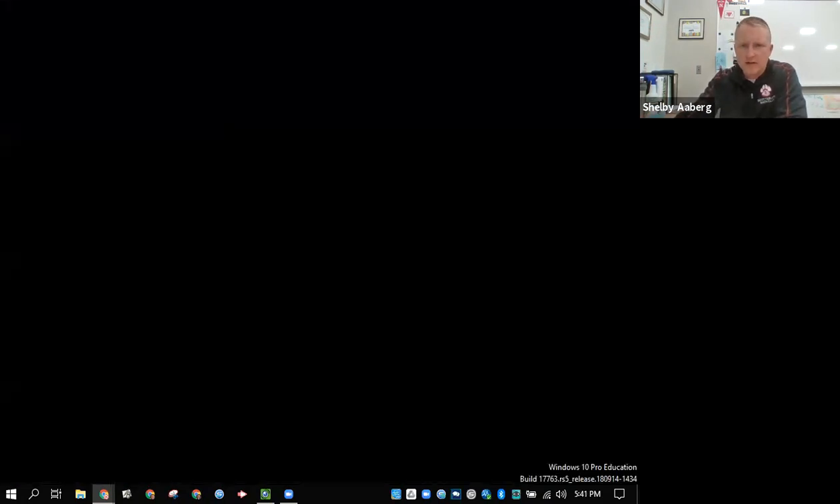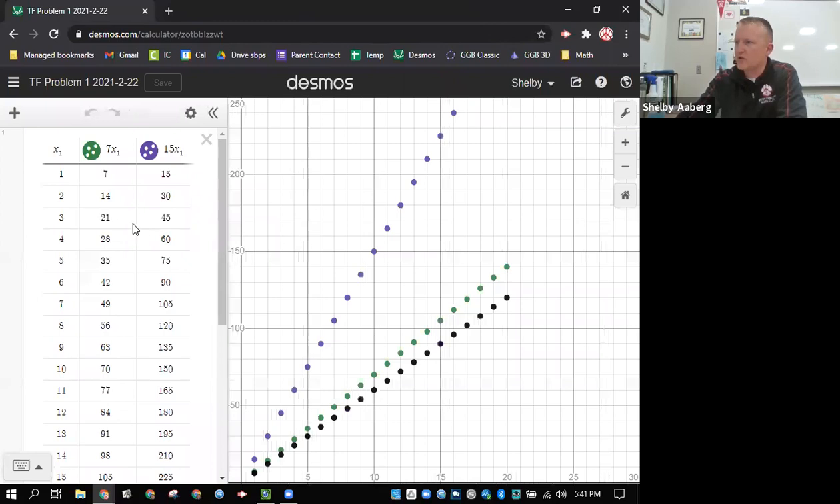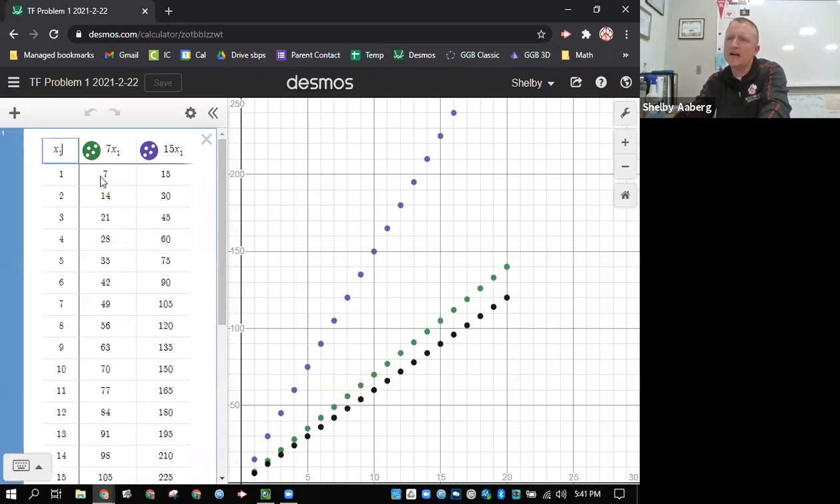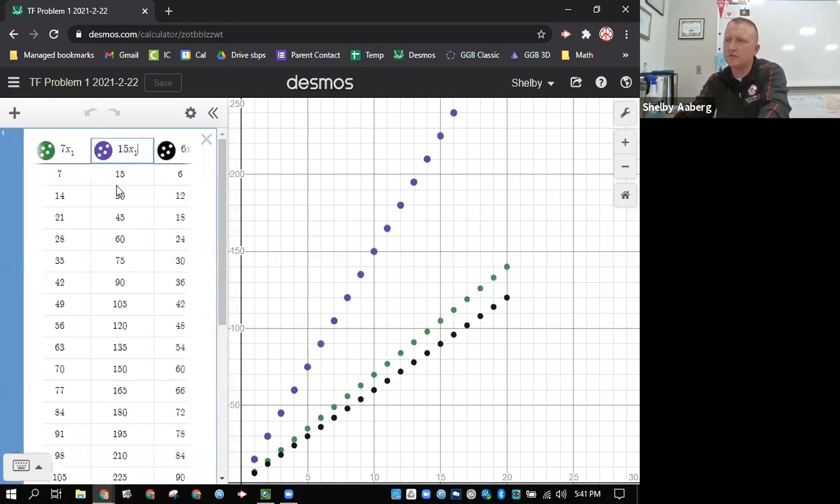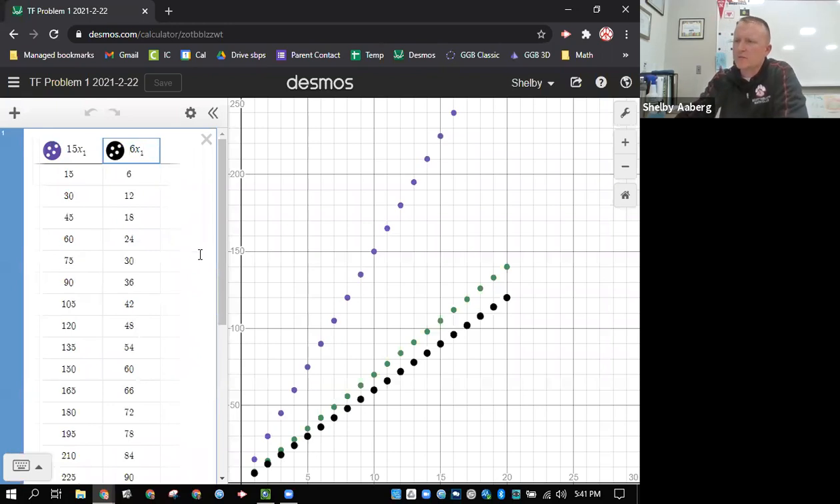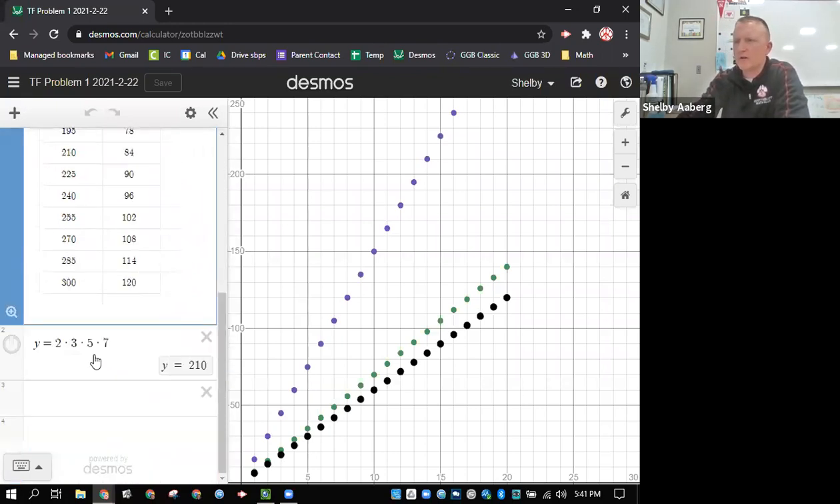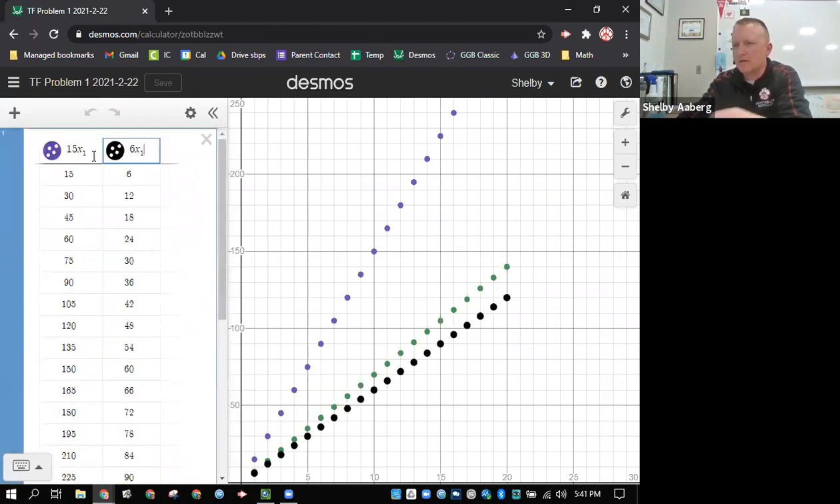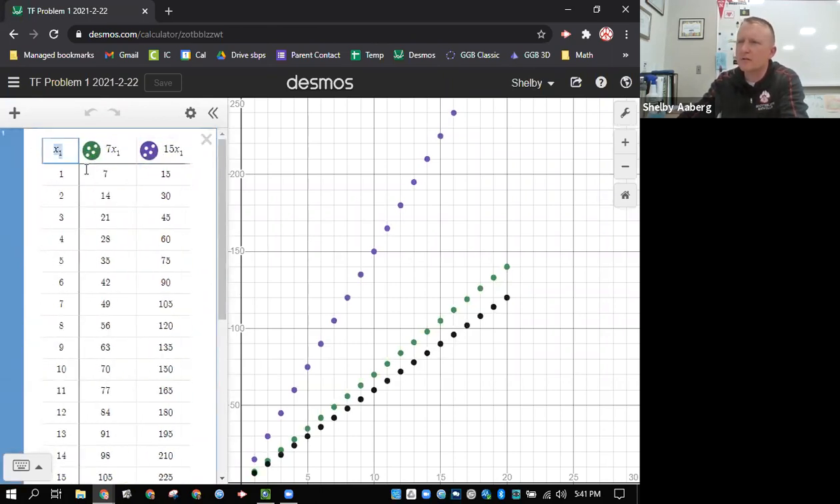Another thing that you might try with a kid would be to make a Desmos sheet. So here I have a table of values with a counting variable x sub one. And again, these links are all on that document, so if you want to play with them at your discretion, you're free to do that. So I've made these lists, and then we know that the prime factorization of 6, 15, and 7 would give us the least common multiple of 210 by prime factorization methods. So if I were to drag this list over.